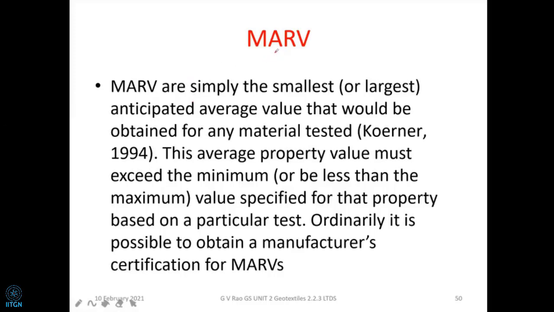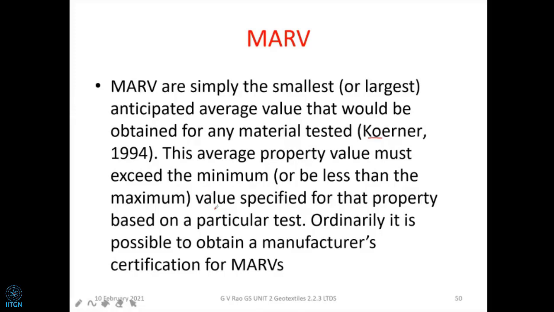Minimum average roll value in most cases, and maximum, of course, in the case of only AOS, apparent opening size. The other case is going to be minimum average roll value. So MARV is simply the smallest or largest anticipated average value that would be obtained for any material tested, and that was first defined by Koerner in 1994. So this average property value must exceed the minimum value specified for that property based on the test.